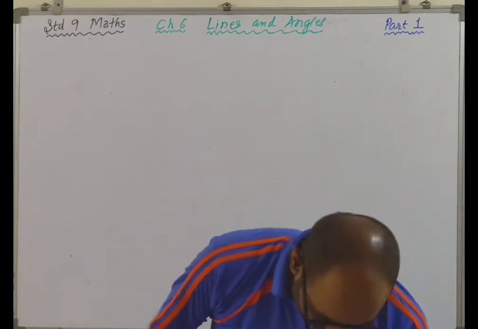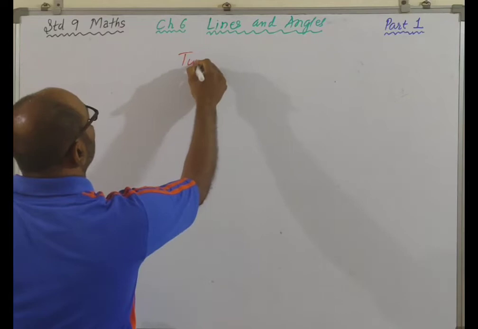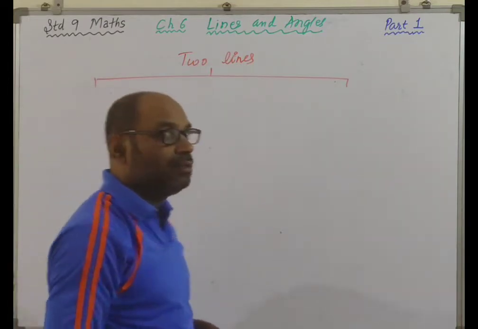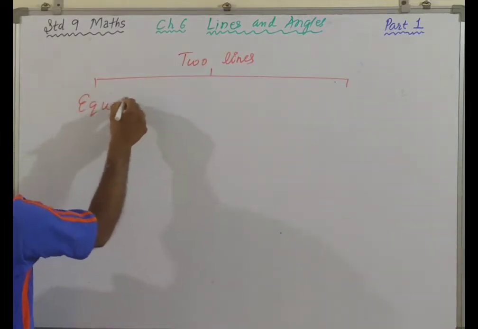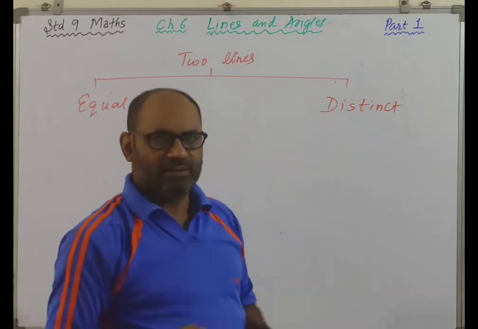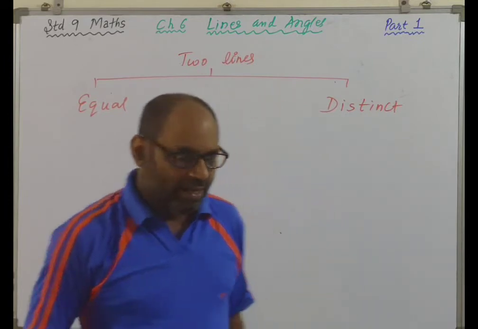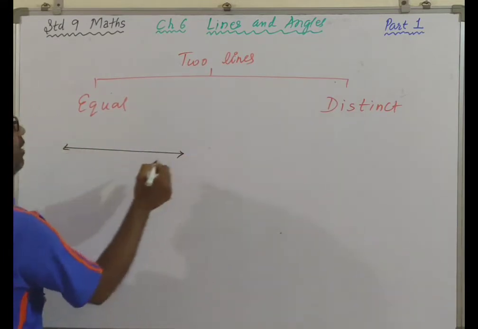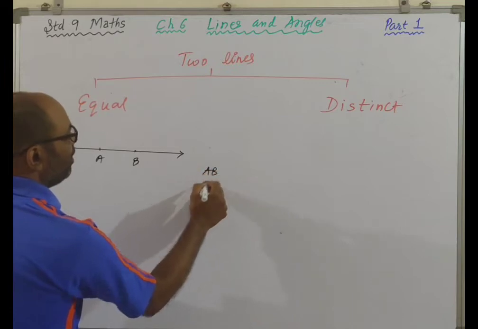To see them in detail, कुछ pre-preparations करेंगे. Suppose I am talking about two lines. मैंने सिर्फ दो लाइन की बात की है. तो how can the two lines exist as? तो those two lines may be equal or those two lines may be distinct. Distinct means different. Alright? In maths, we don't use the word different. We use the word distinct. Okay? Now, when are the two lines equal? Children, this is one line, A and B. This is line AB, correct?